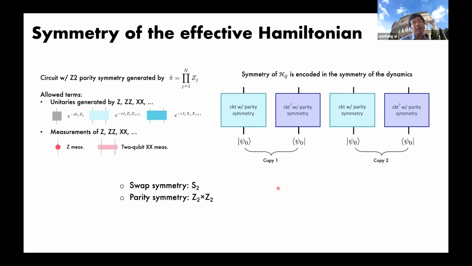Yes. That Z2 symmetry you wrote on the left side, is that just added by hand, or is there a physical reason?